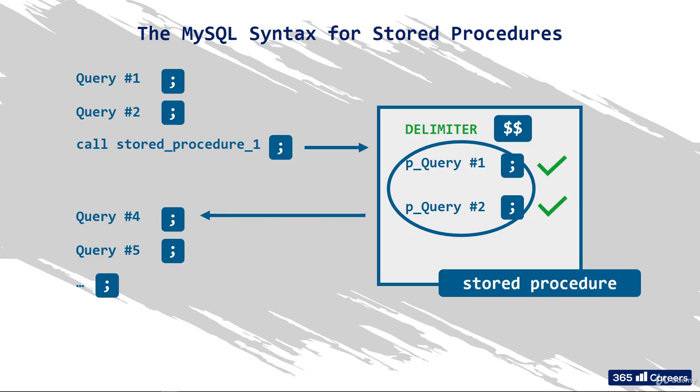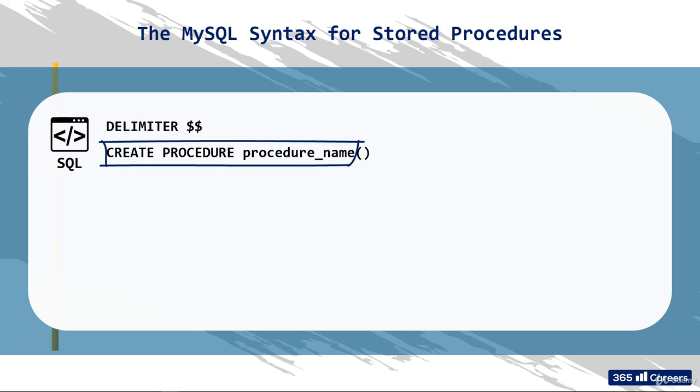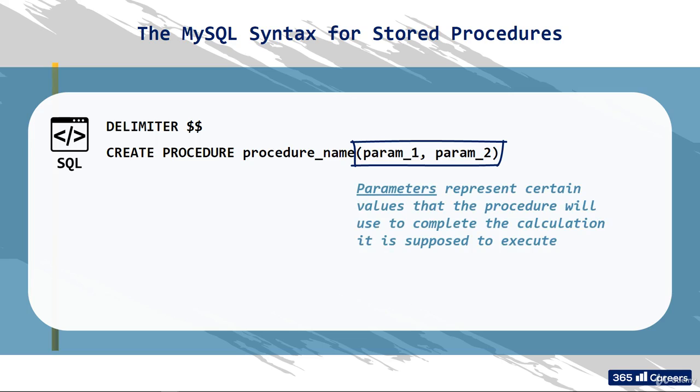We must then write create procedure and attach the name we would like to assign to it. Next to the name, remember that you must always open and close parentheses. They are inherent to the syntax for creating a procedure, because within these parentheses, you would typically insert parameters. What do parameters do? They represent certain values that the procedure will use to complete the calculation it is supposed to execute. This concept is more intuitive than you might think at first.